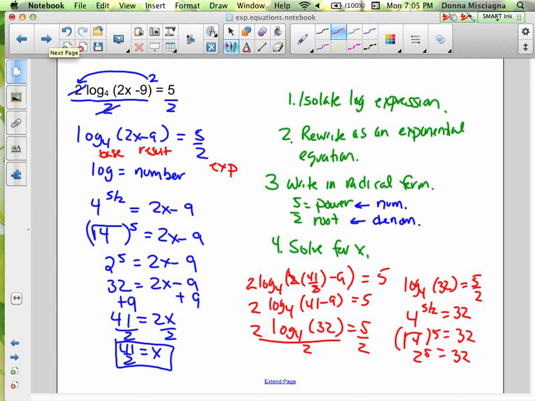Now, you don't have to check these ones where you're exponentiating because you're raising a positive number to a power. You're going to get a positive number. You should not get any extraneous solutions. But here, this just shows you that that did indeed check out.